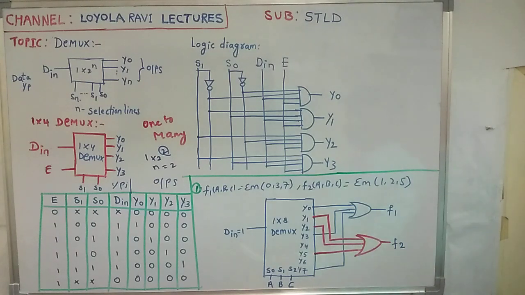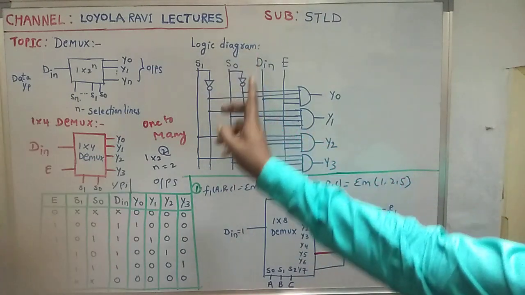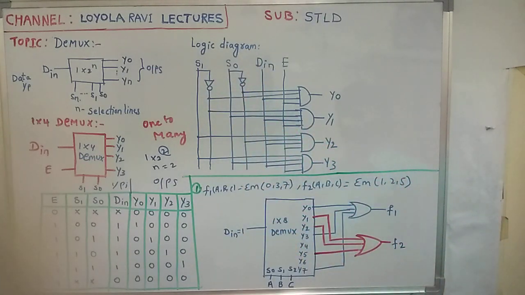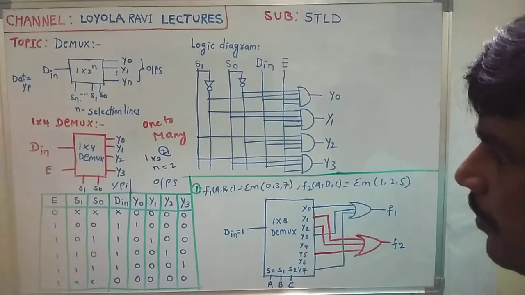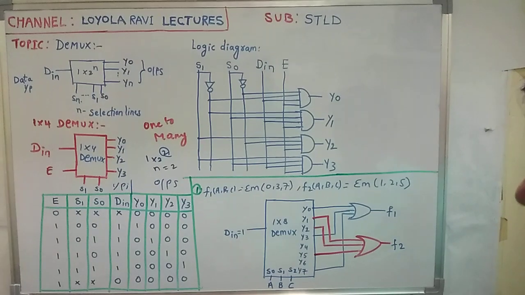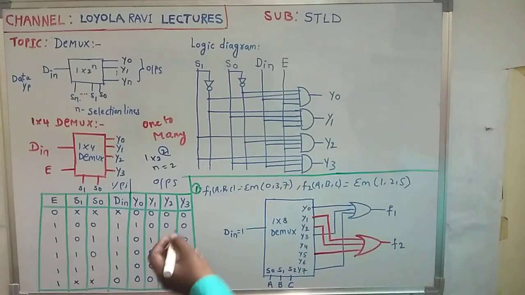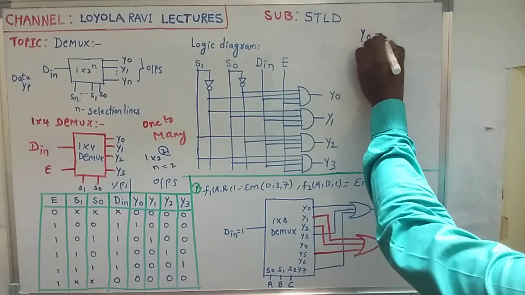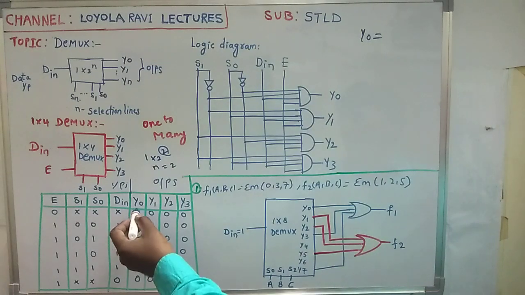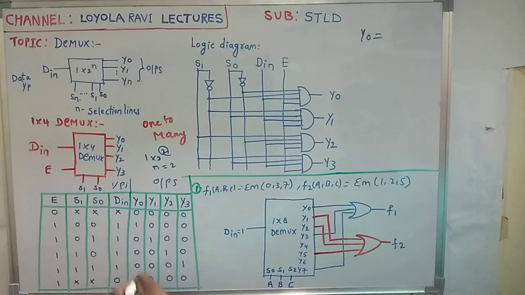Then from this truth table, go for the logic diagram. Without writing the Boolean expressions, you may directly write the logic diagram. So what are the inputs? S1, S0. Here we also have S1 bar and S0 bar combinations. So let us take Y0 for example. Y0 is equal to what? Here we are getting only one case.